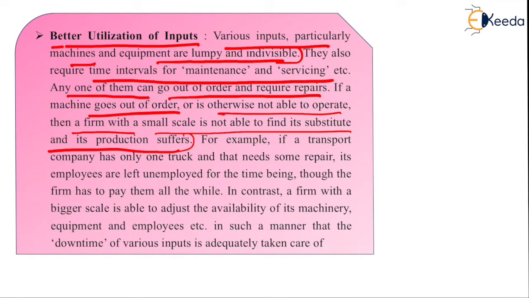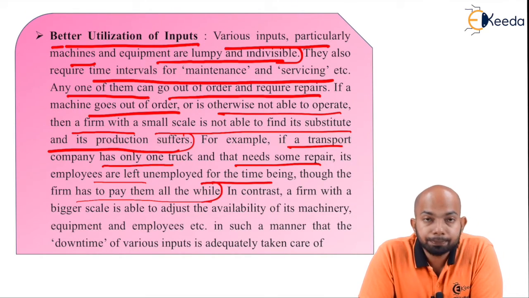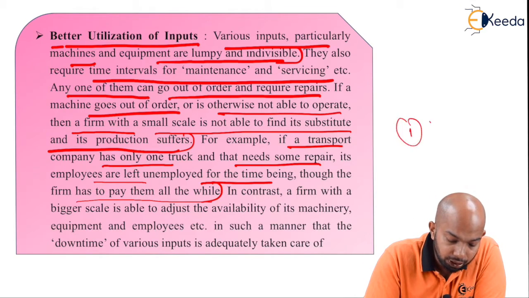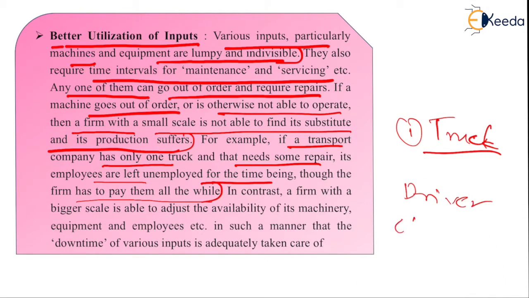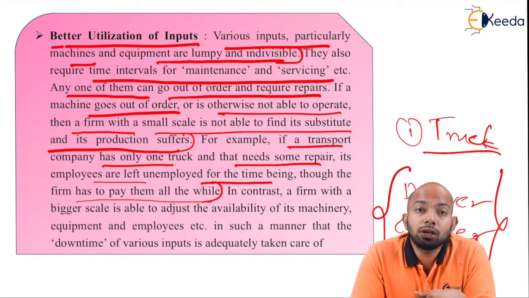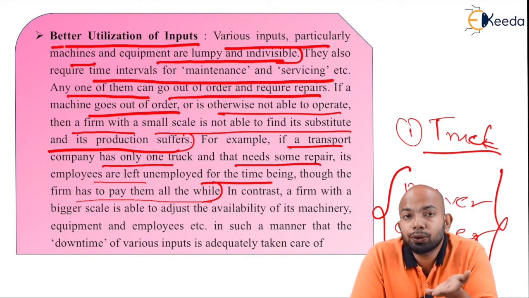Now, for example, if a transport company has only one truck and that needs some repair, its employees are left unemployed for the time being, though the firm has to pay them all the while. Just a very simple example: you have one truck, and this truck is not functioning right now. Hence, your driver, your cleaner, everyone will be on leave. Basically, they will still be at work, but they will have no work. Hence, you will have to pay them money which could have led to earning if this truck was in functional mode. Now you need to understand that this cost is adding up to the average production cost.